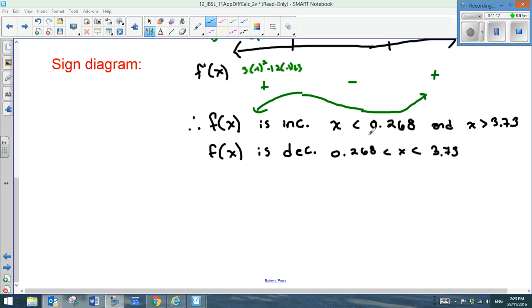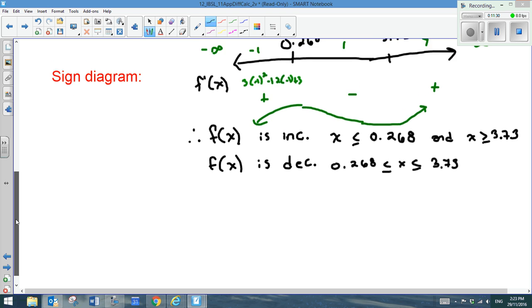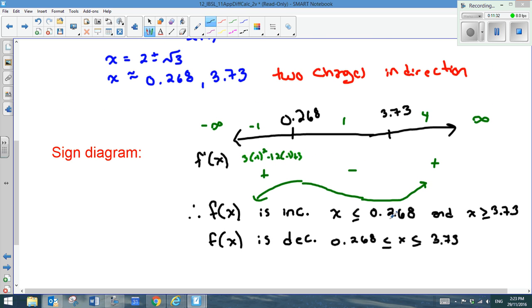Now, you'll notice that your textbook winds up using the equal to for all of these. And there's a huge debate. Different textbooks have different things, and different mathematicians think different things. Technically, there's nothing actually happening at 0.268. However, just know that your textbook will always have an equal to, because that's how the IB textbook is written. However, nothing is actually happening at 0.268 or 3.73 because that's where the change in direction occurs, all right? And we'll talk a little bit more about that in class.